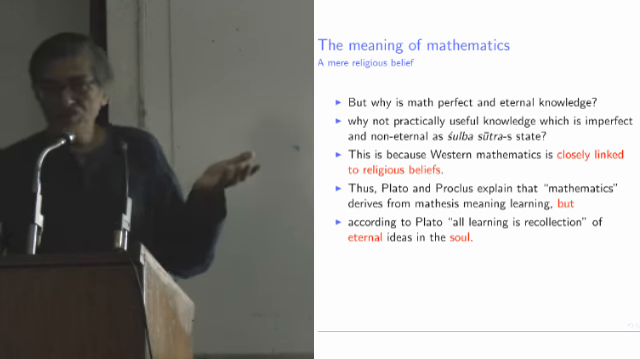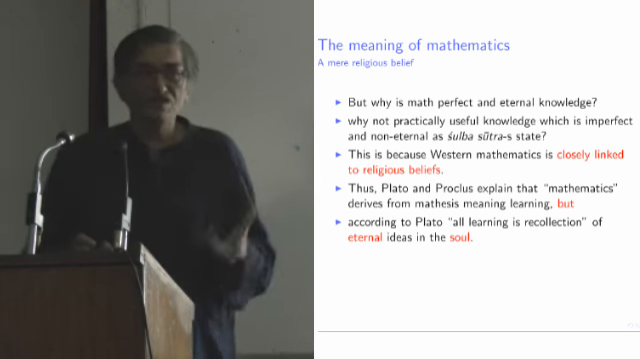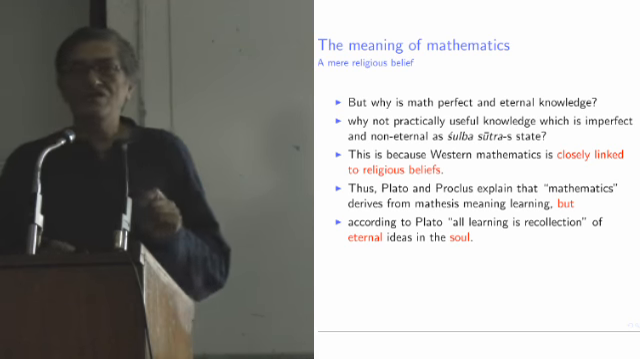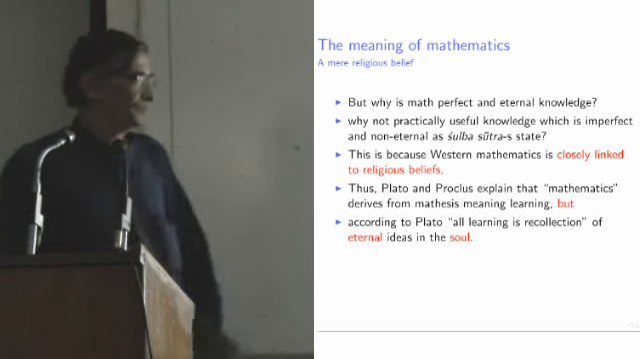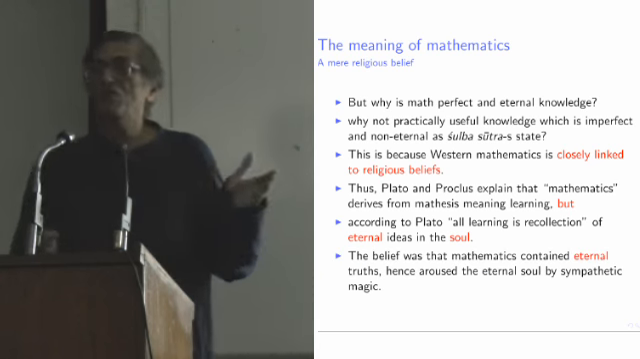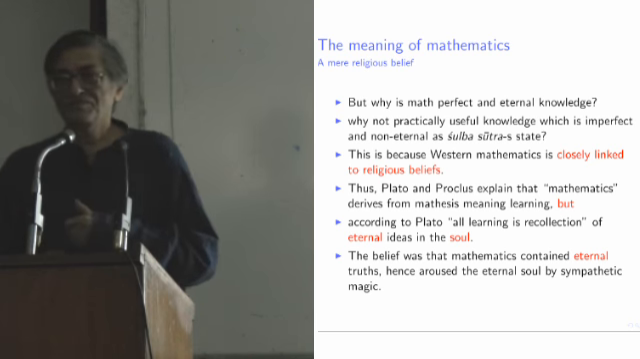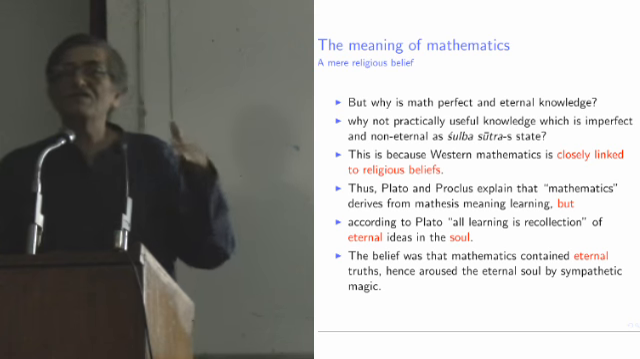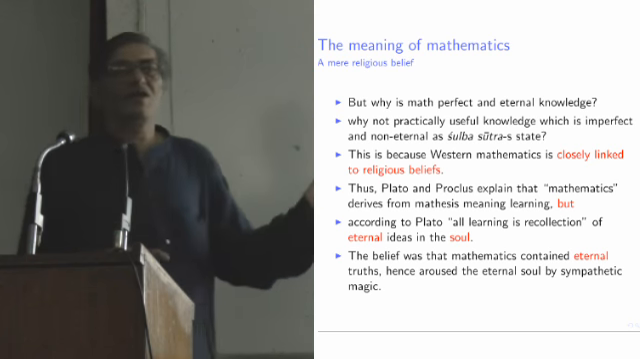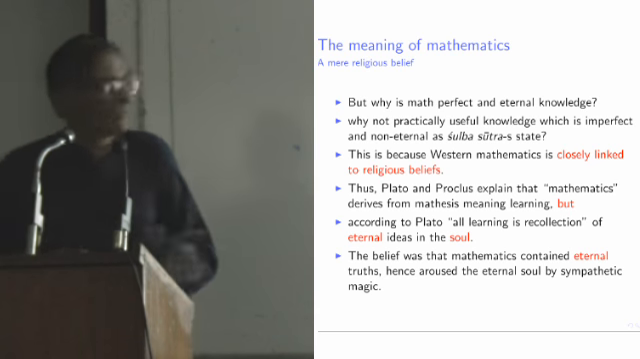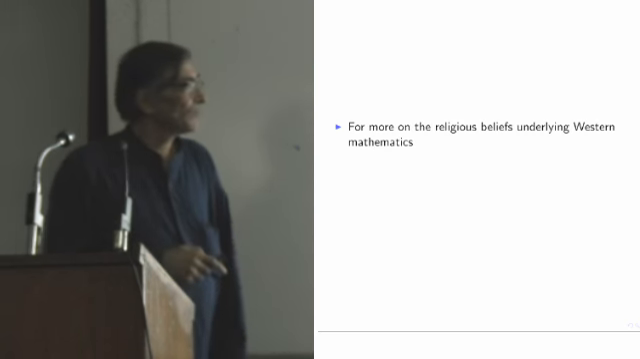It's a famous story of Socrates and the slave boy, where Socrates demonstrates that the slave boy has an innate knowledge of mathematics and then concludes that he has proved the existence of the soul. And by mathematics, why not geography? Geography doesn't do the same thing because it was believed that mathematics contains eternal truths and therefore arouses the eternal soul by sympathetic magic, like arouses like. So that was the idea.